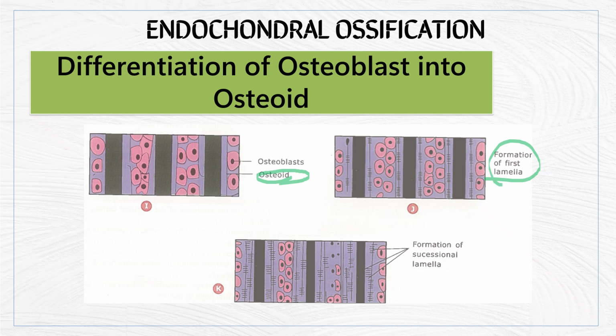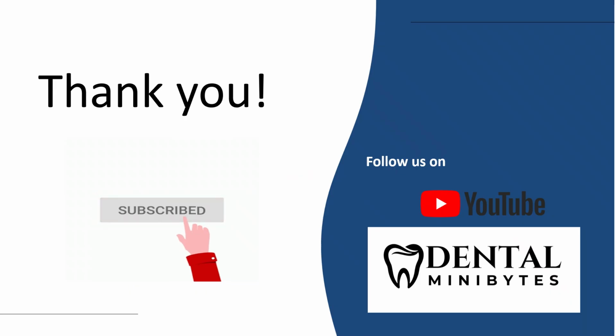The first formed bone is the lamellar bone, and above this layer again the osteoblast will lay osteoid. This process continues layer by layer, and there is formation of successive lamina, thereby forming a bone. So additional layer by layer of bone formation takes place. Thus in endochondral ossification, the cartilage precursor is necessary for the formation of bone. The cartilage is converted into bone finally. So this is all about endochondral ossification.